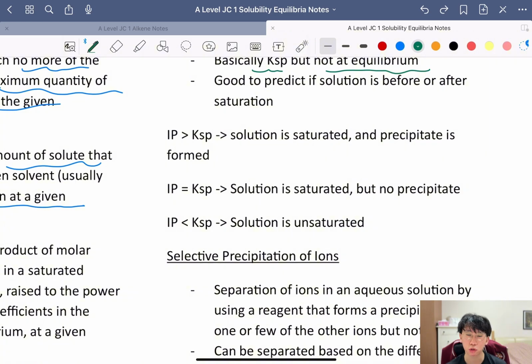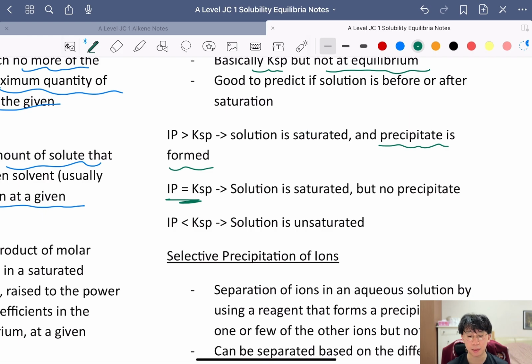So what the system will try to do is get rid of ions in the form of precipitate. And that's what is happening. So your solution is actually saturated, but precipitate will form from the given state. If IP is equal to Ksp, then that means your solution is saturated and there will be no precipitate. In other words, the maximum amount of solute has completely dissolved within the solution.